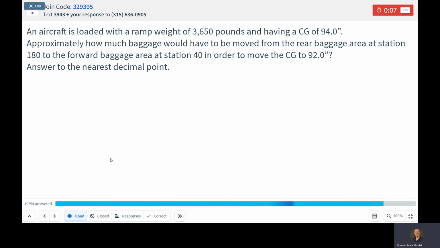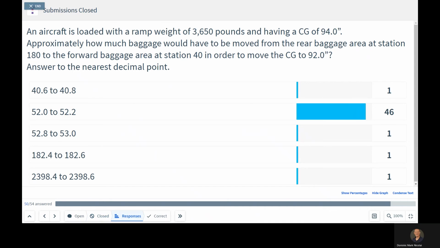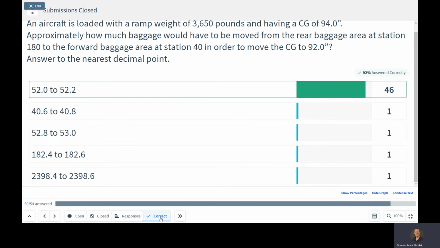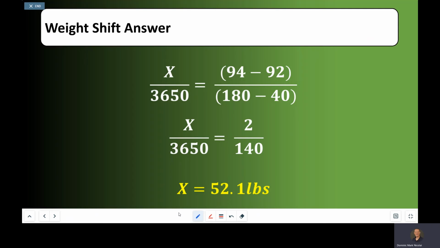So when you're taking your time here, once you got the formula set up, it's just cross multiply, solve for x. All right, let's see how you did. Looks like a lot of you got the right answer there. So approximately 52.21. All right. So quick peek at it.